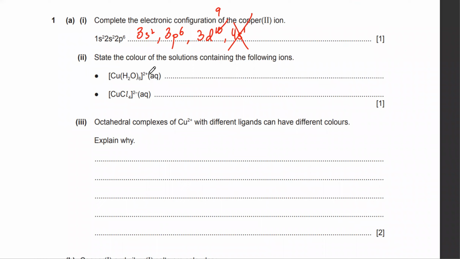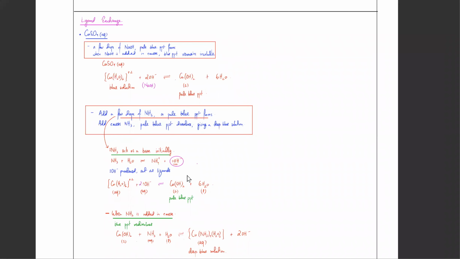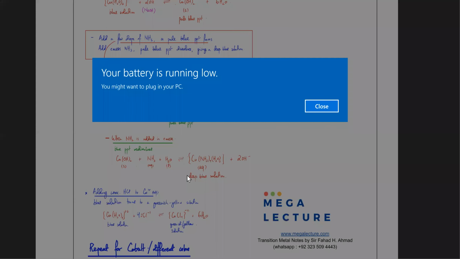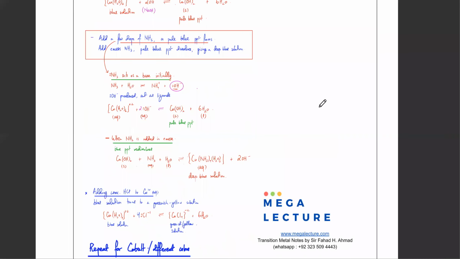And state the color of the solution. So it's the same thing. This one is blue, this one is greenish yellow. And the other very typical question they're going to ask you is about colors. Why are they colored? So the answer to that is the d-d transition.